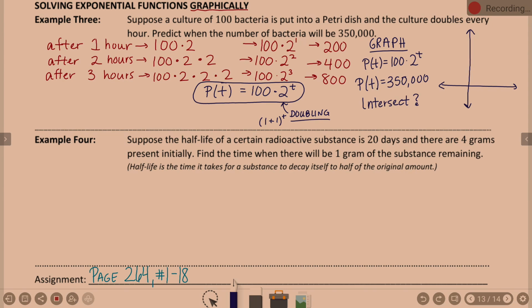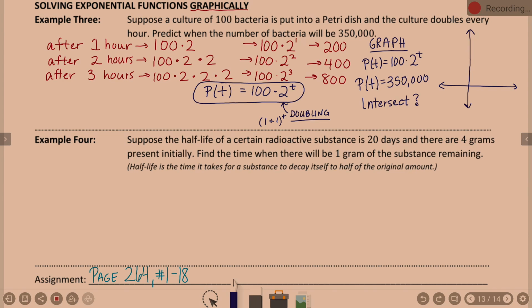Exactly, you're not going to see it, are you? So 100 times 2 to the x, 350,000. Okay, I'm going to start myself off on just a Zoom 6, standard Zoom screen. Well, you see the exponential function, yes?